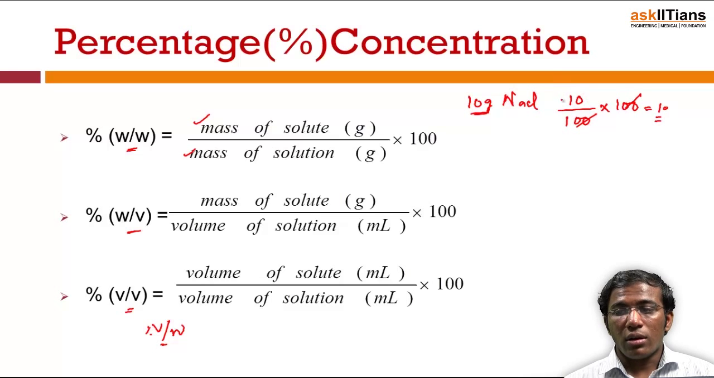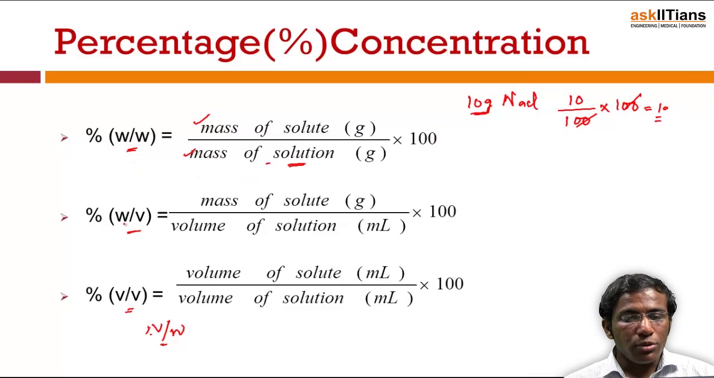The mass of solute added divided by the mass of solution. Remember, this is the mass of solution, not only the mass of solvent. We have to take the mass of solute plus the mass of solvent, that is the mass of solution. So don't get confused.